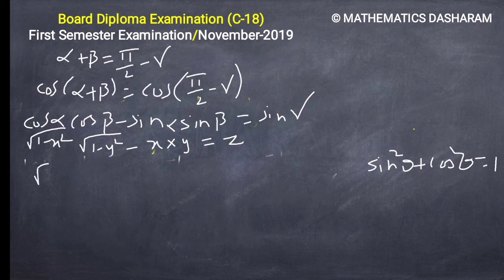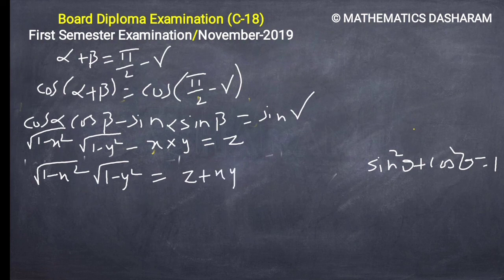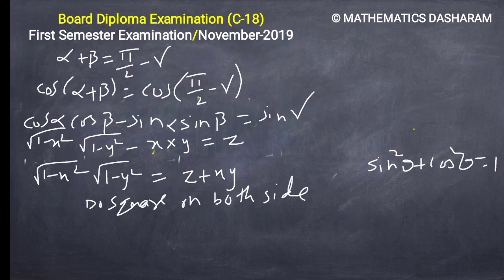So now it is equal to under root 1 minus x square into under root 1 minus y square. So z minus xy transposed to the other side is plus xy. Now do square on both sides. When you do the square on both sides, the square root will get cancelled. So 1 minus x square into 1 minus y square, and here z plus xy.